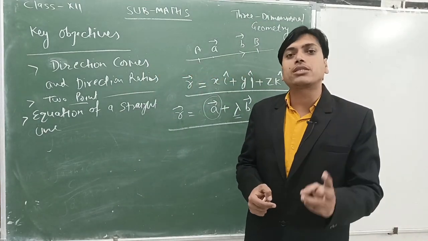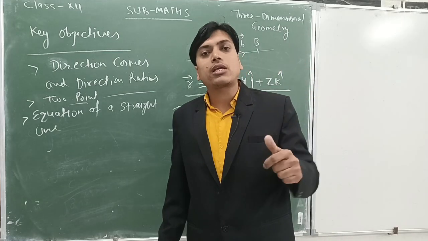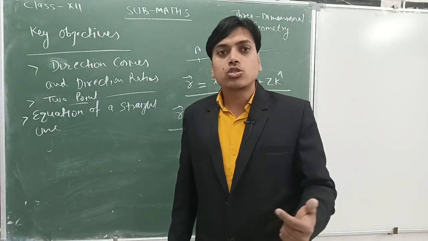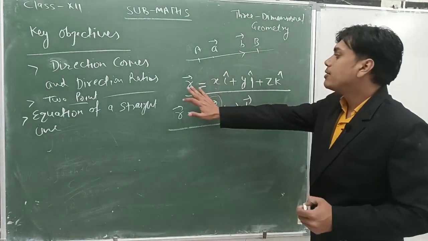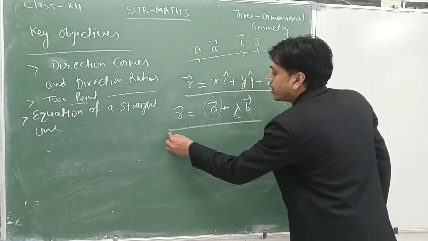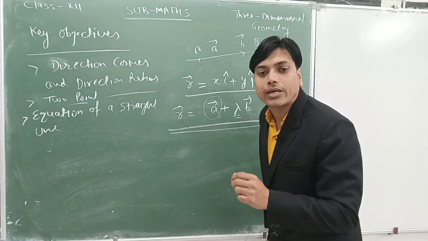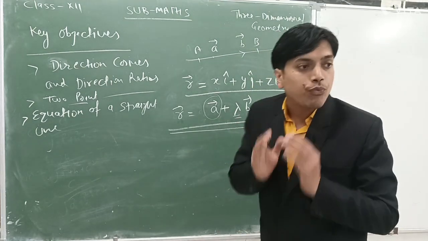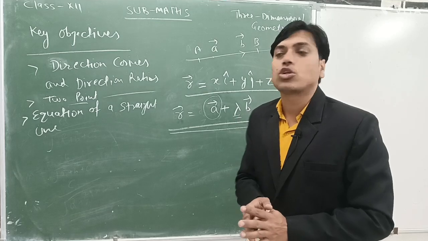because the equation of any line always depends on 2 things: any point on the line, that is, which point the line is passing through, and what is the direction of the line. So this is the general vector equation of a line, vector r is equal to vector a plus lambda vector b. This is called the vector form of the equation of the line.